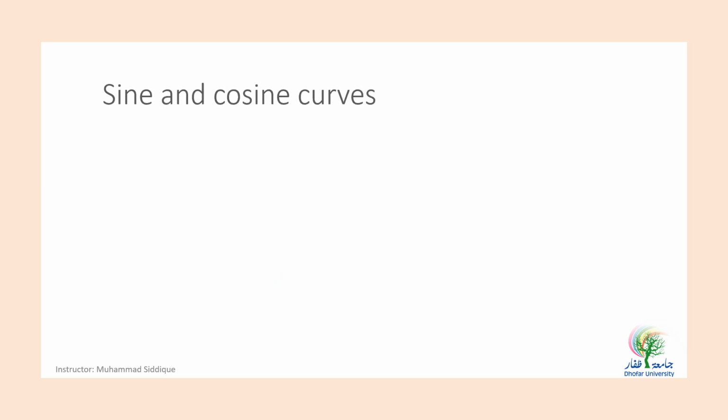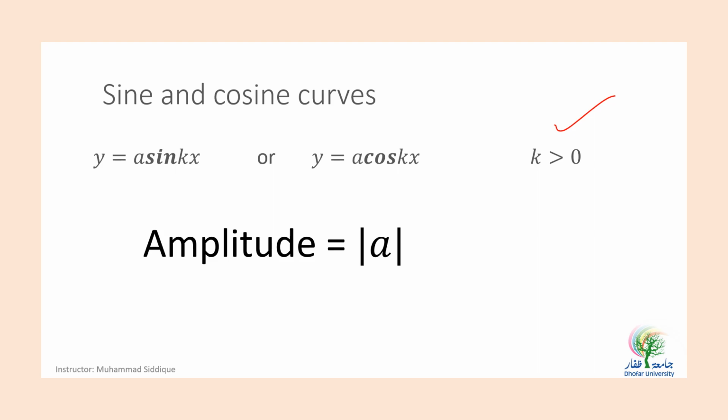Now sine and cosine curves. If we have y equals a sine kx or y equals a cosine kx, where k is positive, then the amplitude will be absolute a and the period will be 2 pi by k. We have questions to find amplitude and period. For the amplitude we need a, and for the period we need k. Let us do some questions.